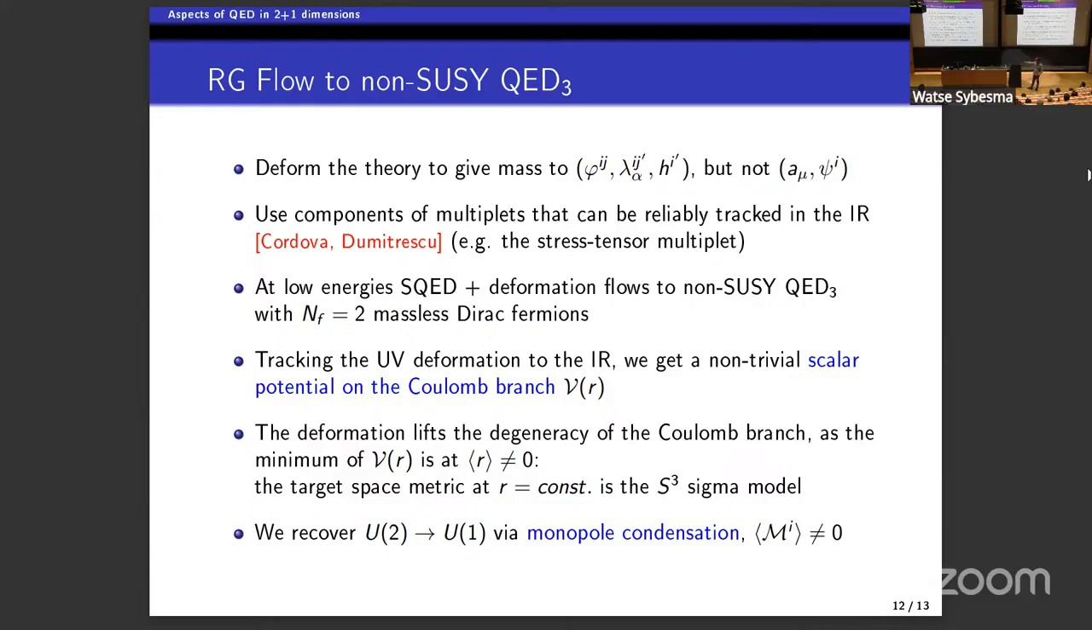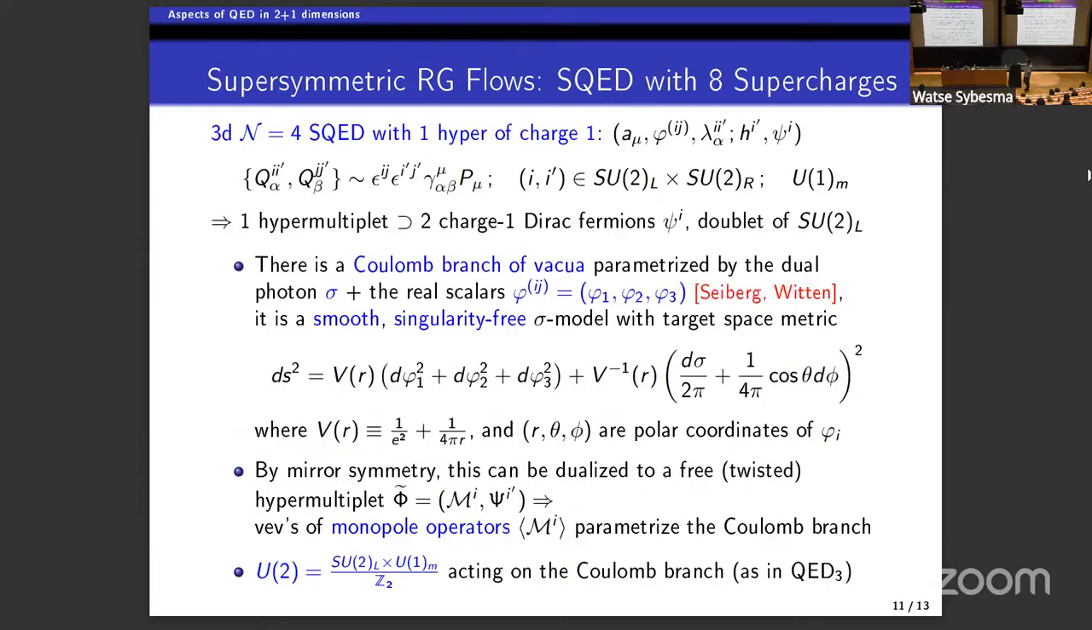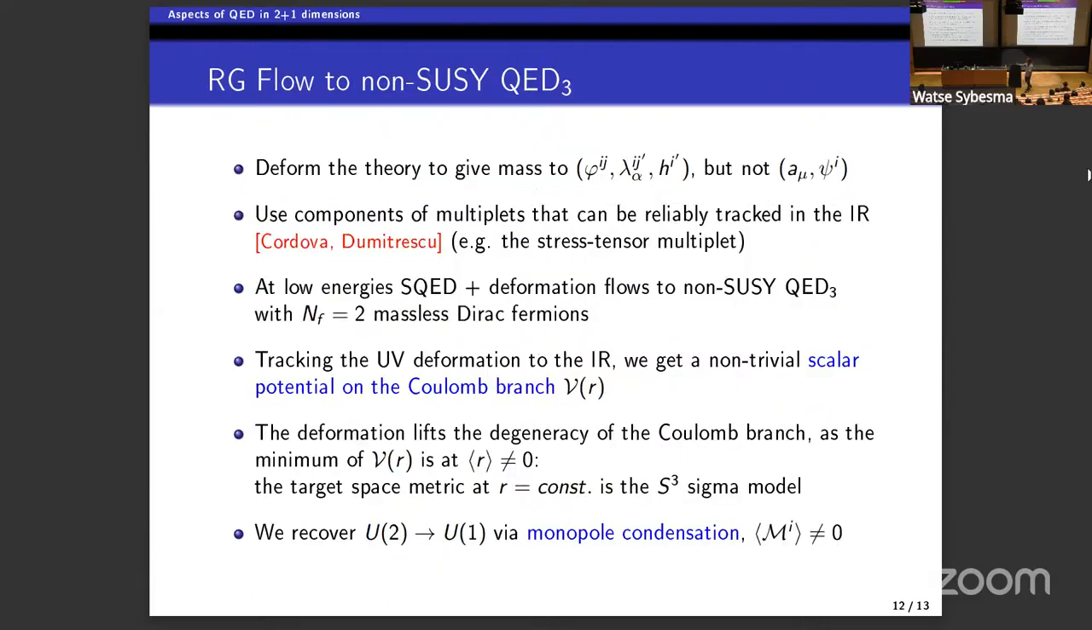So you do the computation and you get that the minimum of the scalar potential is at some value of R, which is non-zero. What does it mean? It means, first of all, that the global symmetry is broken, because only the origin of the Coulomb branch is where you have unbroken global symmetry. Then the target space metric is what? Is a foliation of this space at R equal to constant, but this is exactly an S3 sigma model with the fibration. And you recover the U(2) broken to U(1) exactly via the monopole condensation, because the points on the Coulomb branch are parameterized by monopole VEV. So using this supersymmetric theory, we're able to give evidence that our proposed scenario is indeed correct.